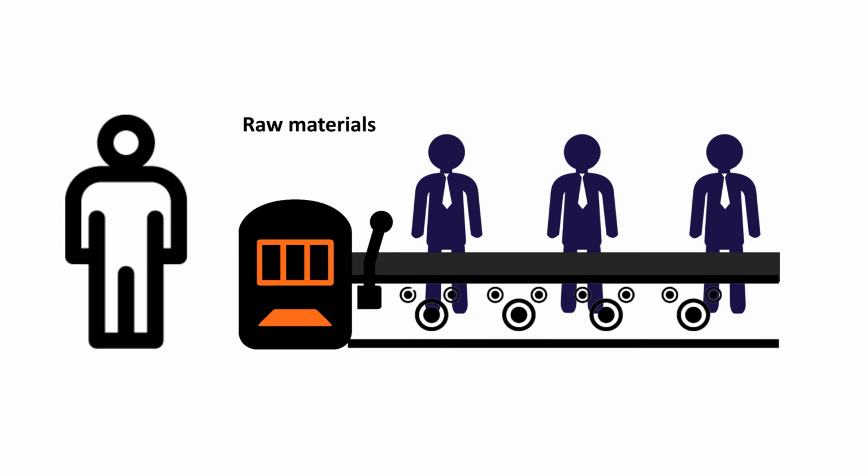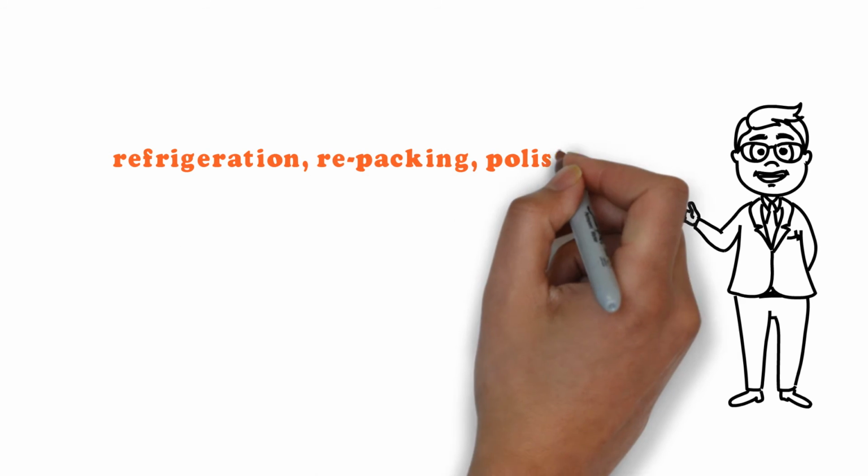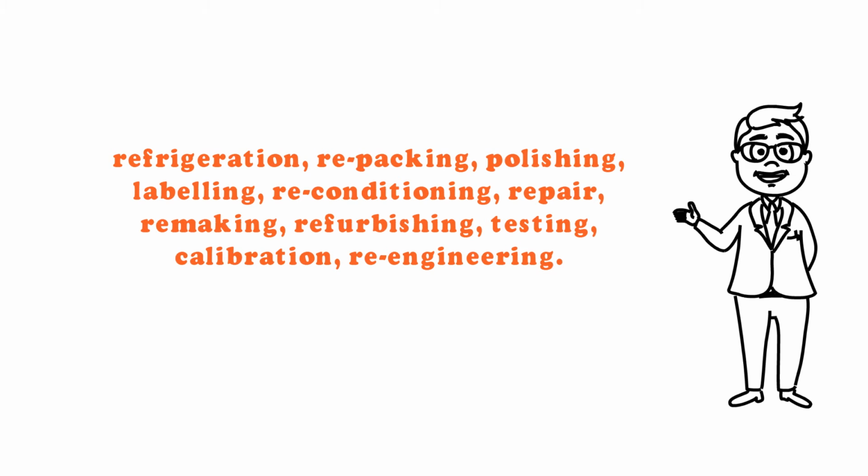Manufacturer. A manufacturer has a unit which takes in raw materials and processes them to create finished goods. As per the foreign trade policy, manufacture includes processes such as refrigeration, repacking, polishing, labeling, reconditioning, repair, remaking, refurbishing, testing, calibration, re-engineering.